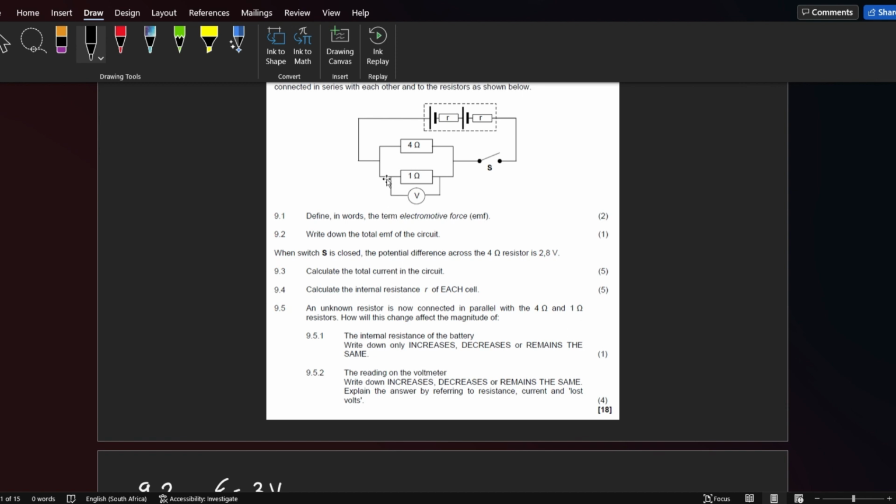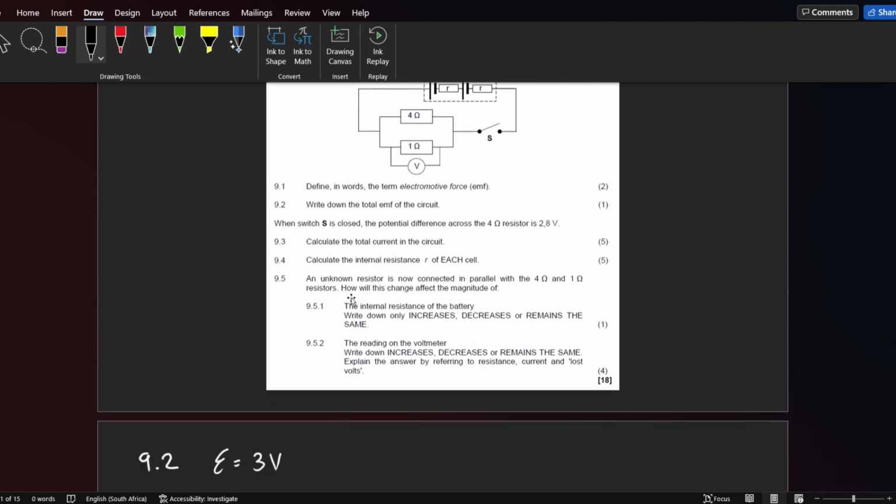So there's another resistor included perhaps somewhere there. Okay, and the question asks, how will this change affect the magnitude of, and the first question asks the internal resistance of the battery. Write down increases, decreases, or remain the same.